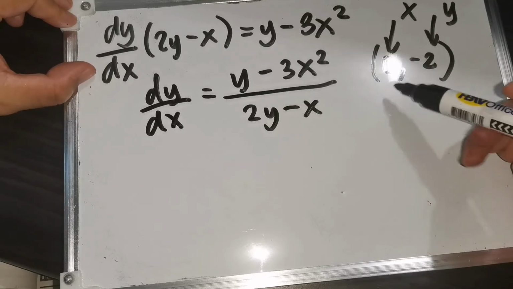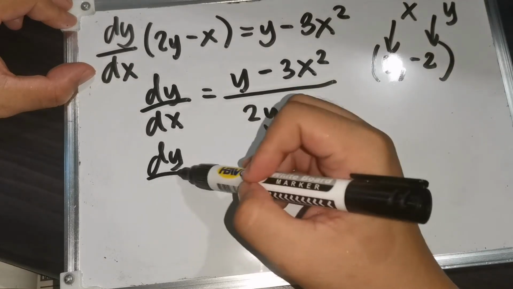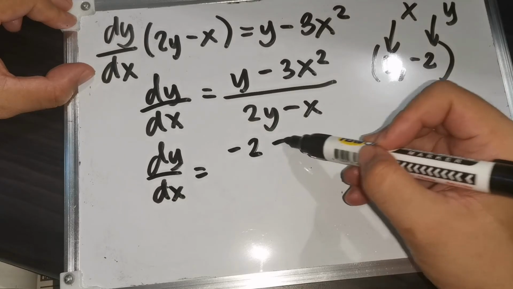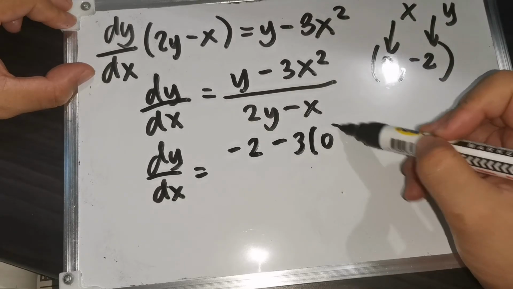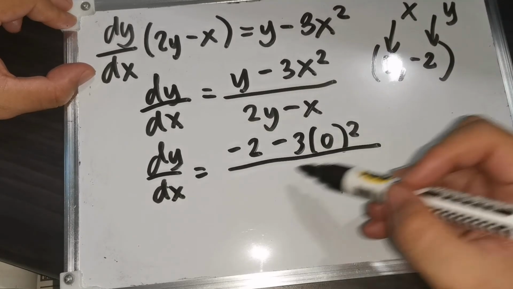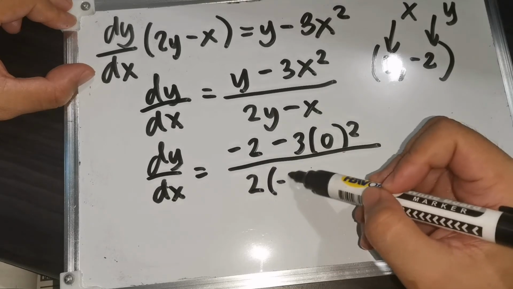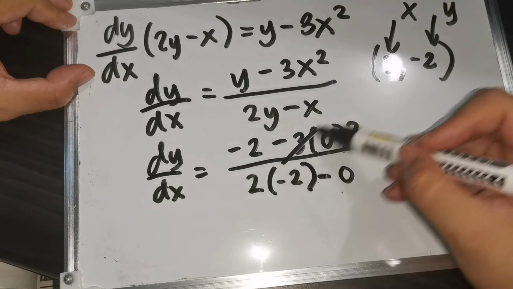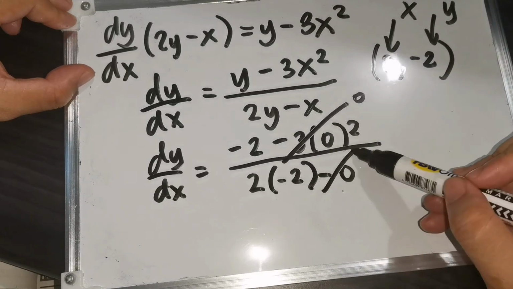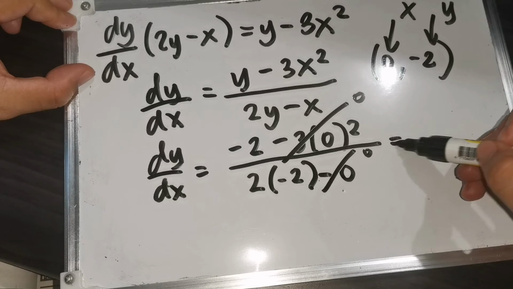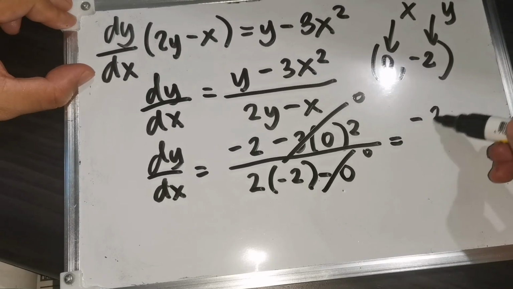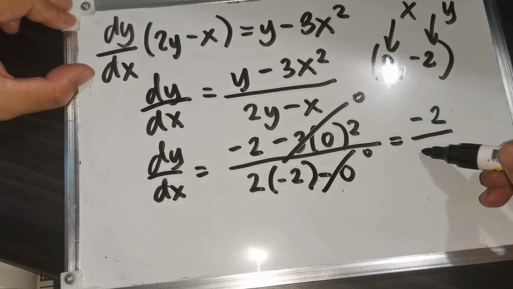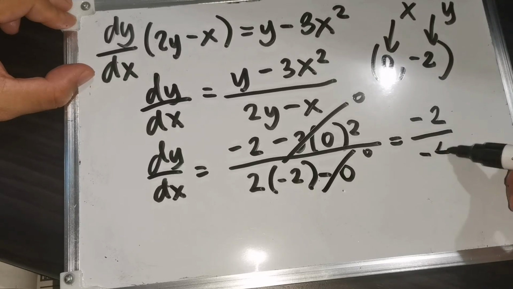So we just simply substitute. Your dy over dx now is equal to negative 2 minus 3 multiplied by 0 squared, all over 2 multiplied by negative 2 minus 0. So this portion will be equal to 0 and this portion will be equal to 0. So that will be equal to negative 2 all over negative 4.